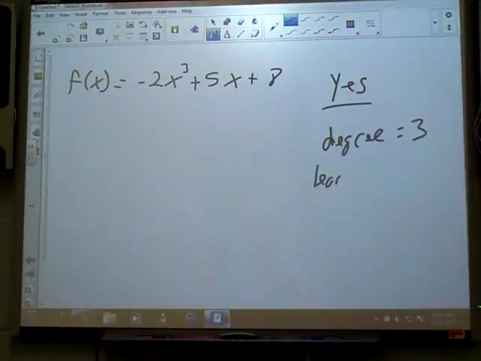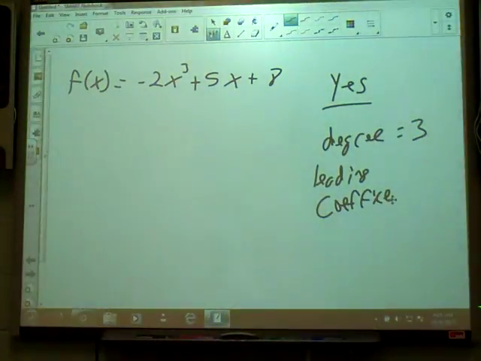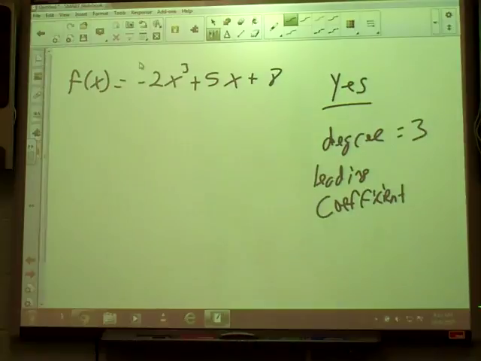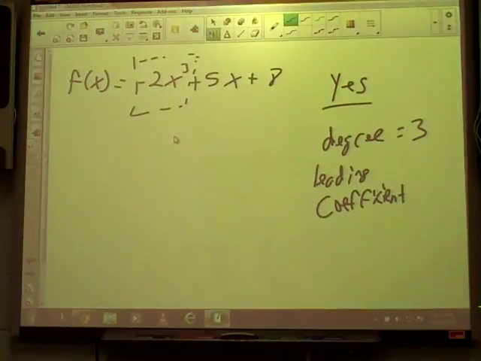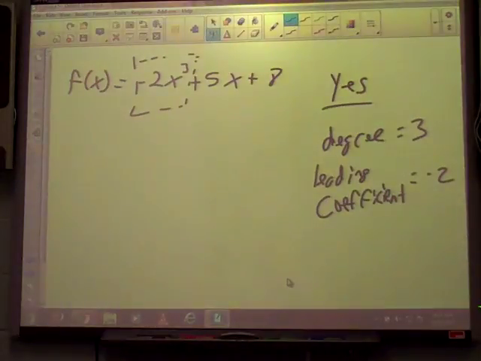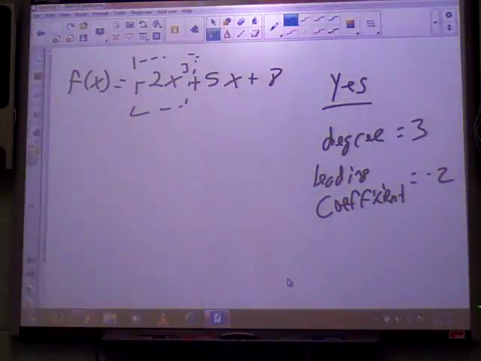And the last thing I asked you for was the leading coefficient, C-O-E-F-F-I-C-I-E-N-T. The leading coefficient is the coefficient that corresponds with your degree. If my degree is 3, I'm looking at this first term. What is the coefficient of that term? Coefficient means the number out in front. Negative 2. So that's it. We answered everything they asked us to. The question said to decide whether it was a polynomial function, and that one was.